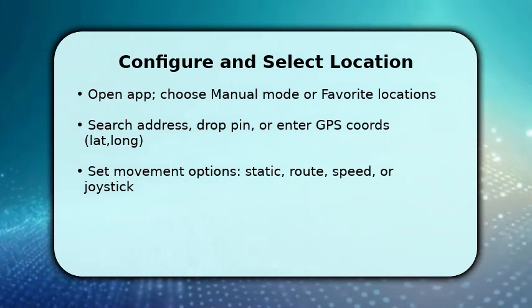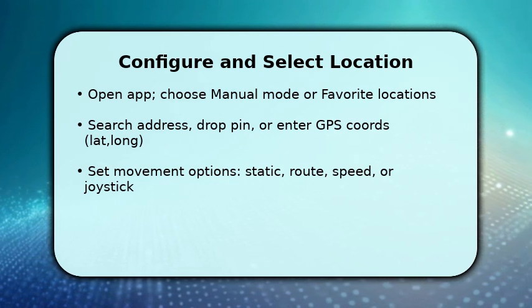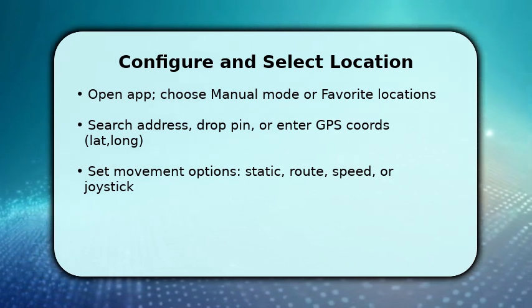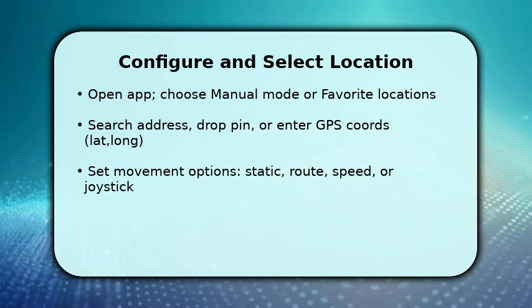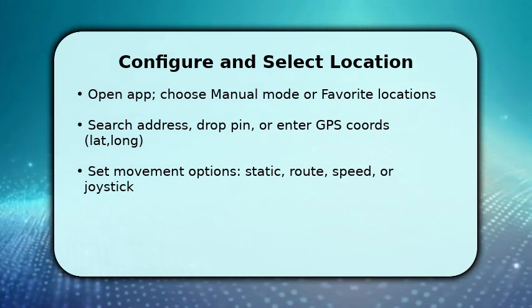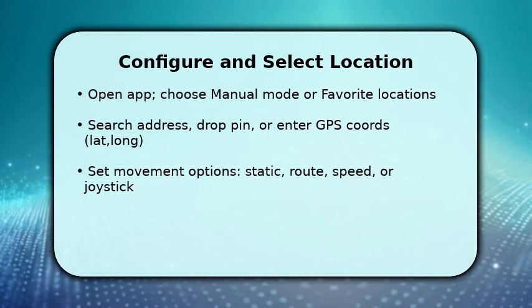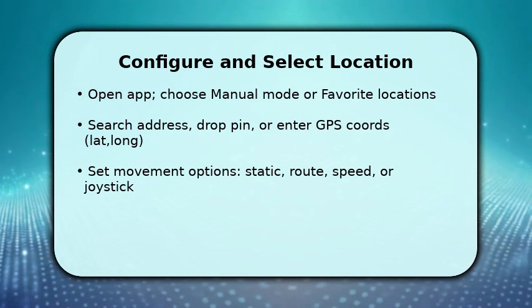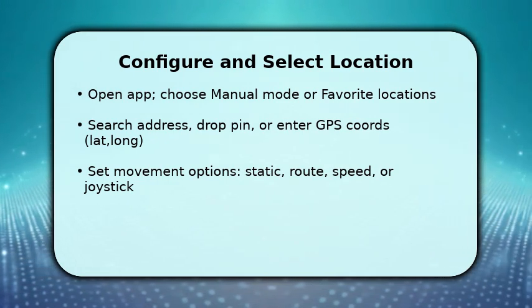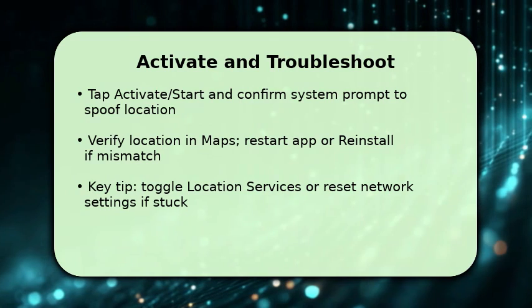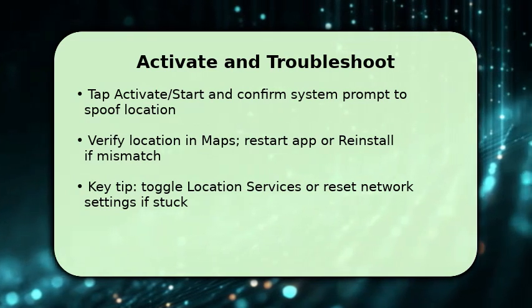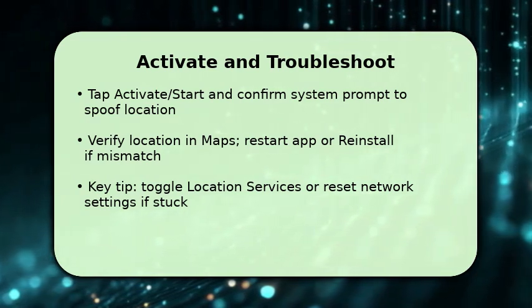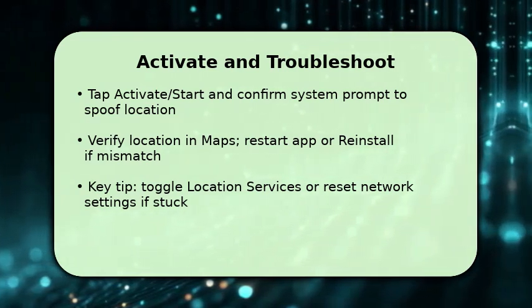Static location for a fixed point, simulated route for movement, or joystick for live control. Make sure to set realistic speed and timing if using a route, because some services detect unnatural jumping between points and may flag your account. When your settings are ready, tap Activate or Start and accept any system prompts the app shows. This often involves a temporary VPN profile or local VPN permission to route location data.